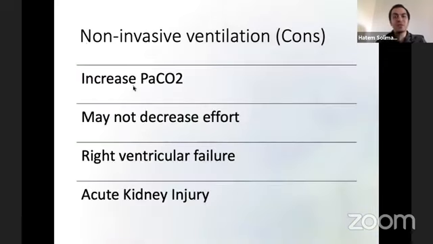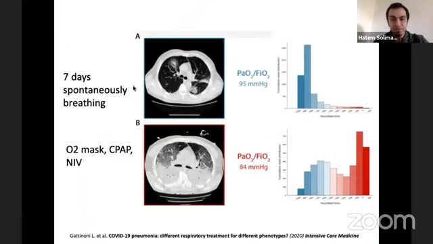But on the other hand as well, when we try non-invasive ventilation, it may be harmful for the right ventricular function, and it may cause or trigger the development of acute kidney injury in the long term. And these are the two important phenotypes of COVID-19 as explained or suggested by Luciano Gattinoni.